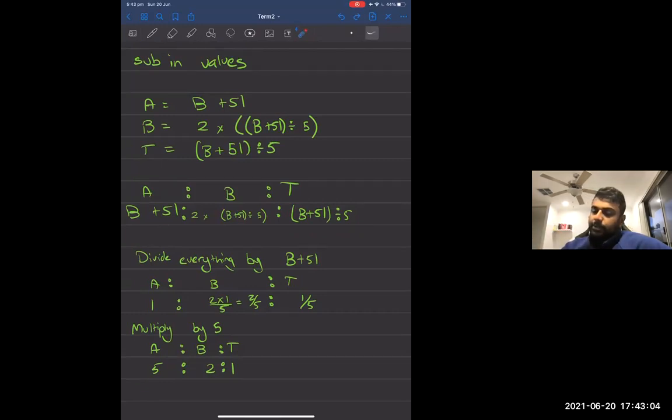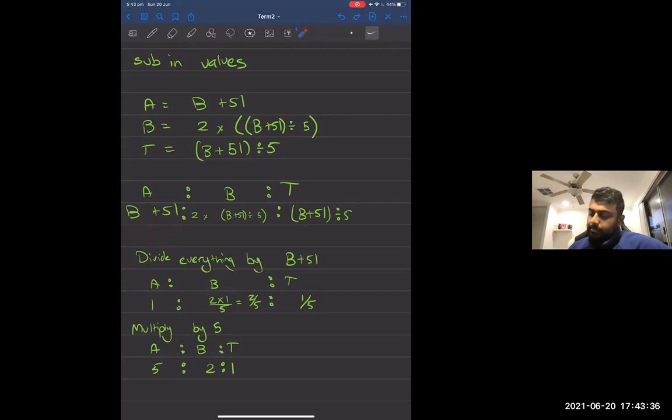What's 2 divided by 2? 1. 4 divided by 4? 1. 10 divided by 10? 1. 100 divided by 100? 1. 10 billion divided by 10 billion? 1. 5 trillion divided by 5 trillion? 1. You see a pattern? Yes. Okay. So what's B plus 51 divided by B plus 51 then, Ahmed? 1. Good. So A becomes 1.